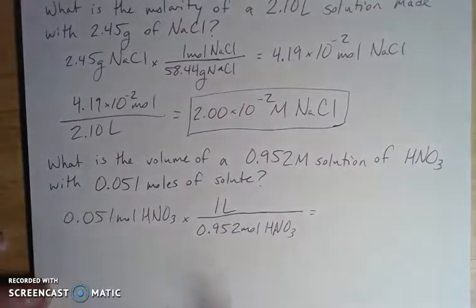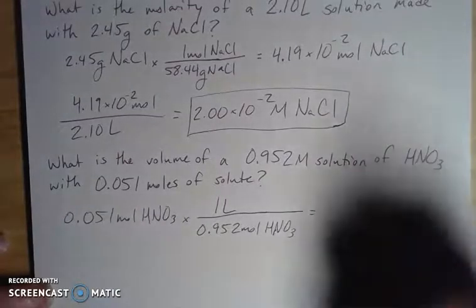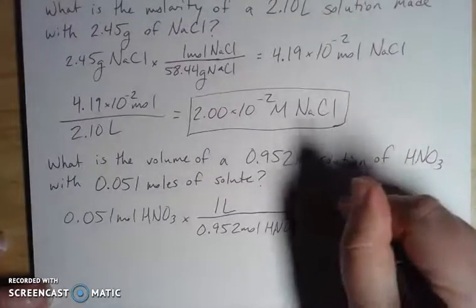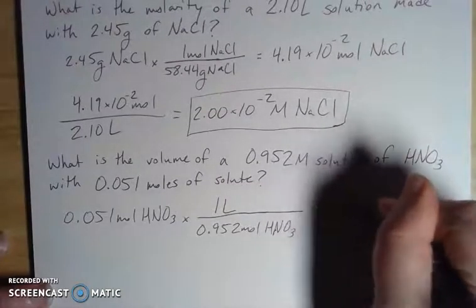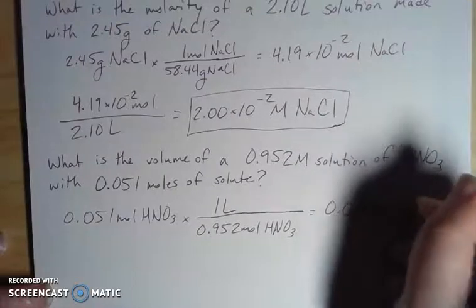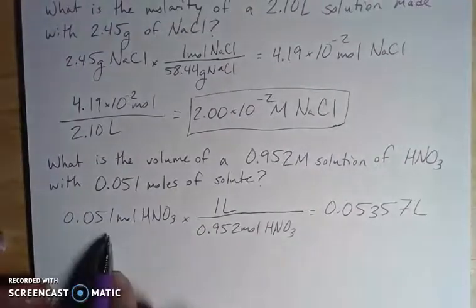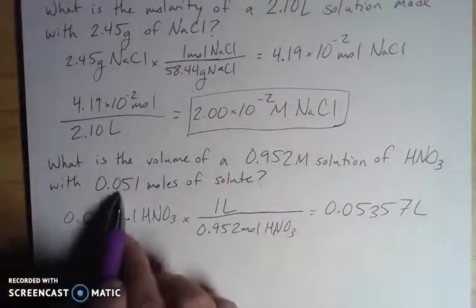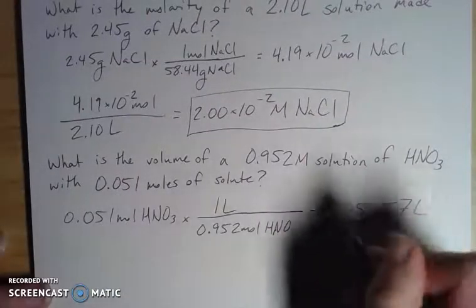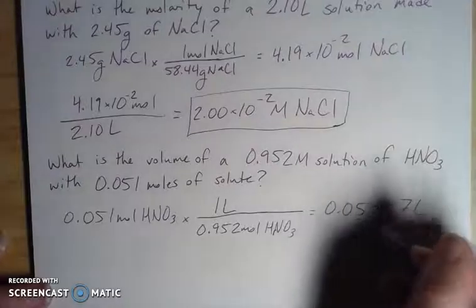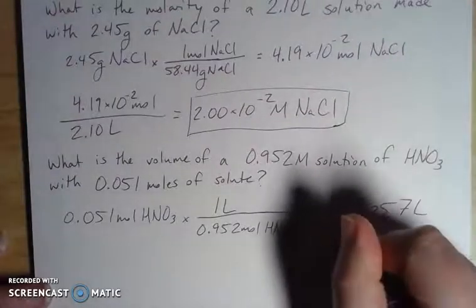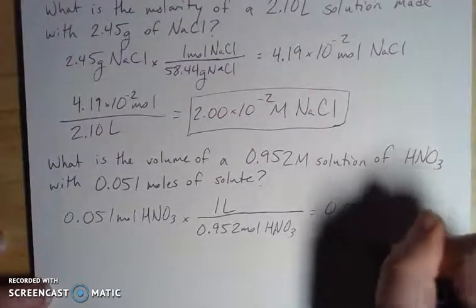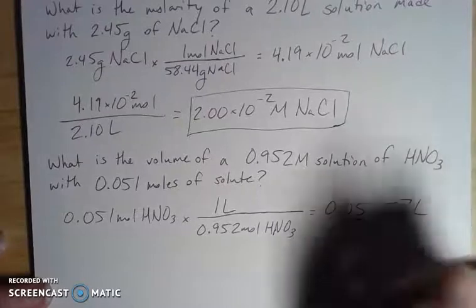Then my moles of nitric acid will divide out, and I'll be left with an answer in liters. It didn't give me a specific volume unit, so I end up with this many liters. It looks like 2 sig figs from one value and 3 sig figs from the other, so we're limited to 2. So we round up: 5.4 times 10 to the negative 2 liters.